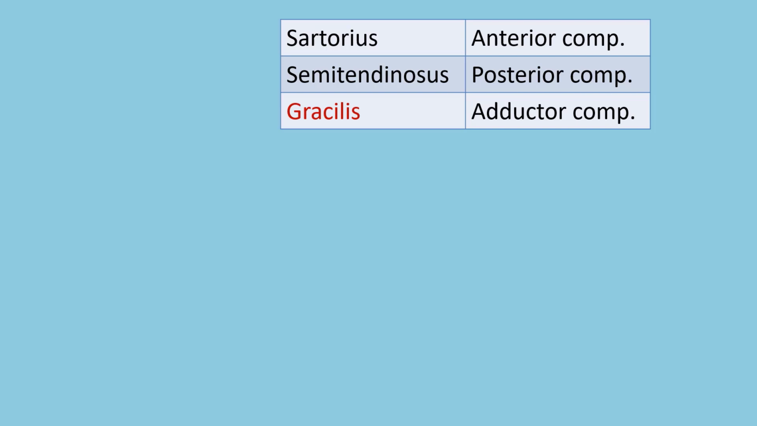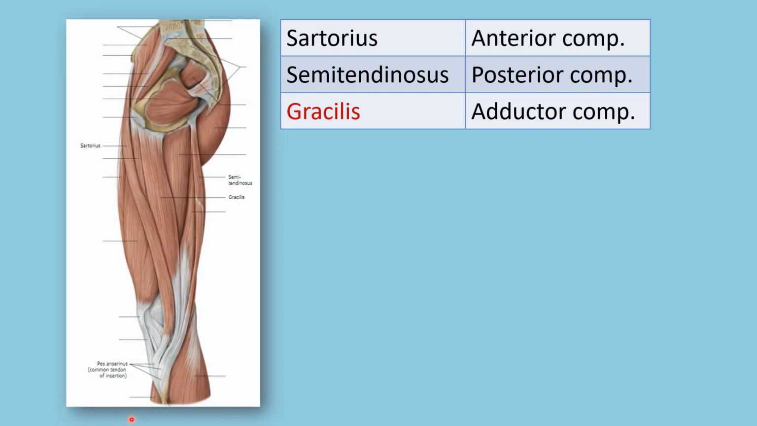Let me tell you an interesting fact related to gracilis. Here I have mentioned three muscles: gracilis from the adductor compartment, semitendinosus from the posterior or hamstring compartment, sartorius from the anterior compartment of the thigh. These three muscles, look here, this is a sagittal section of the lower part of the body. This is the sacrum. This is the fifth lumbar vertebra. This is the pubic symphysis. Only the right half of the body is shown here.